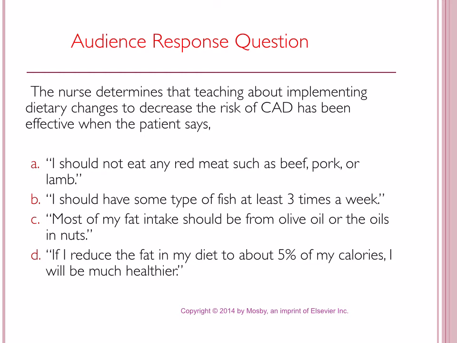Now, this is the question from the evidence-based NCLEX book, and it's part of the slide. Most of my fat intake should be from olive oil or the oils in nuts, and the correct answer is C, which is olive oil, because it is monounsaturated fat. Now with these kinds of questions, there is not a perfect rationale. I have to make some kind of rationale to tell you that C is the answer, because for me A and D also look like good answers. So let's go to the next slide. I won't be testing you on these kinds of questions.